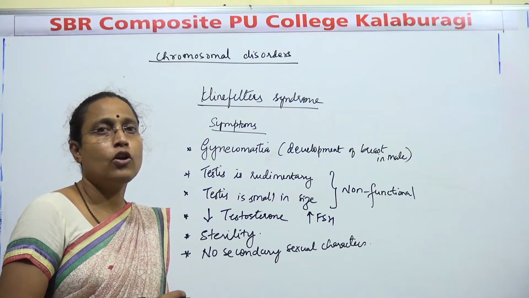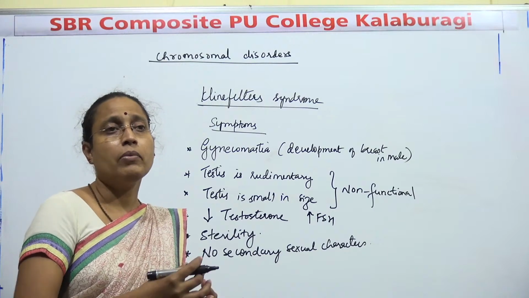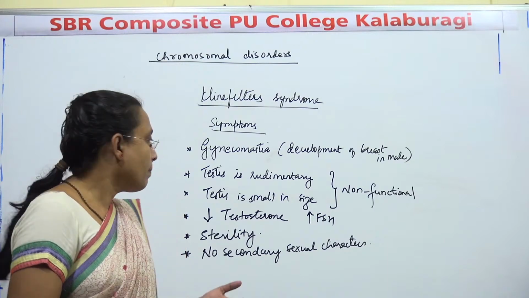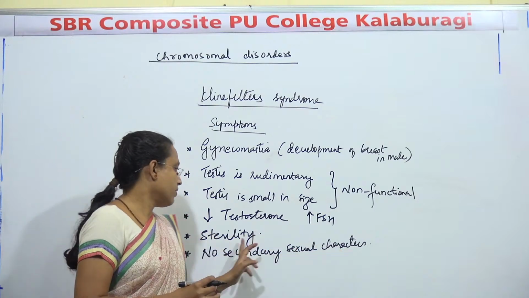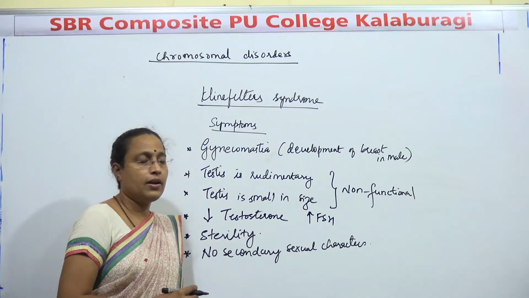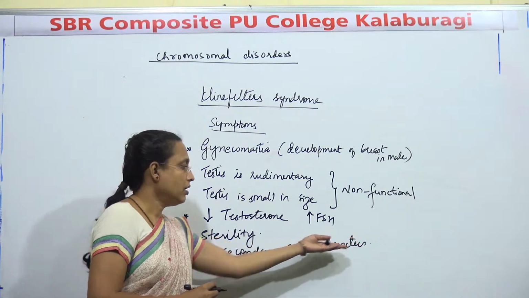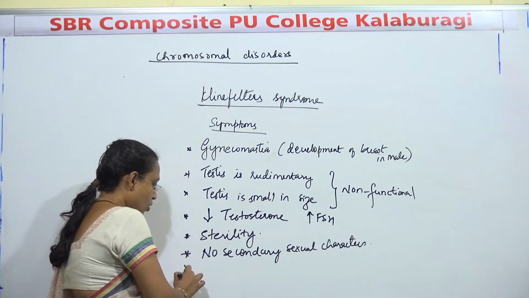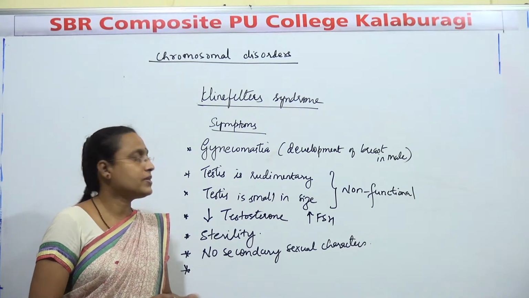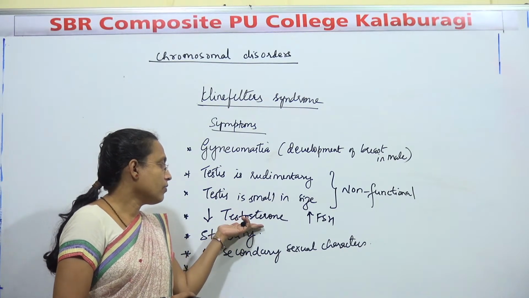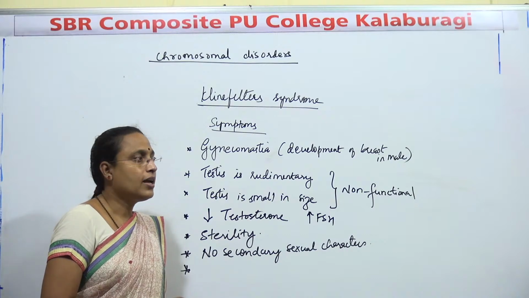Even though life expectancy is almost normal, or might be slightly less, he does not have secondary sexual characters and will be sterile. All these secondary sexual characters will be absent. Again, which is due to what? Testosterone. Good.